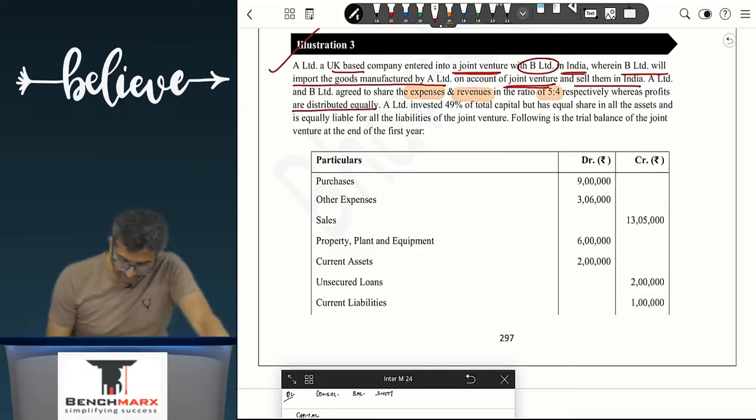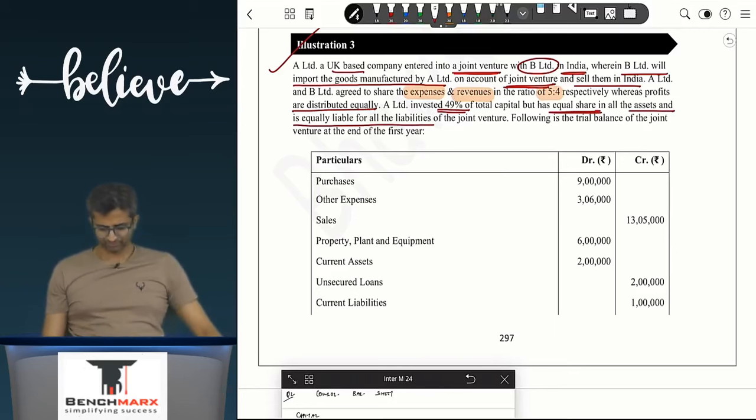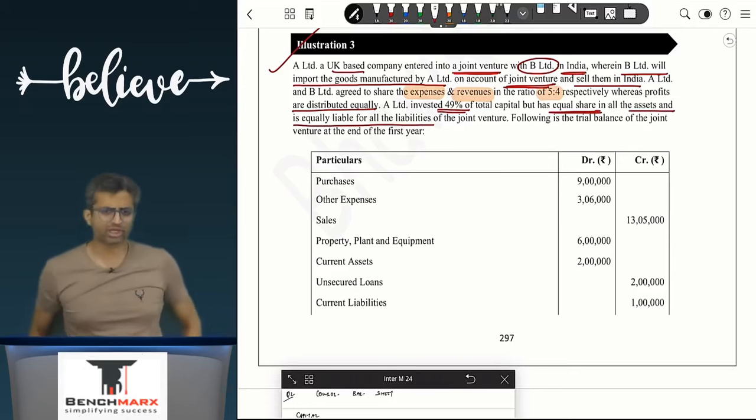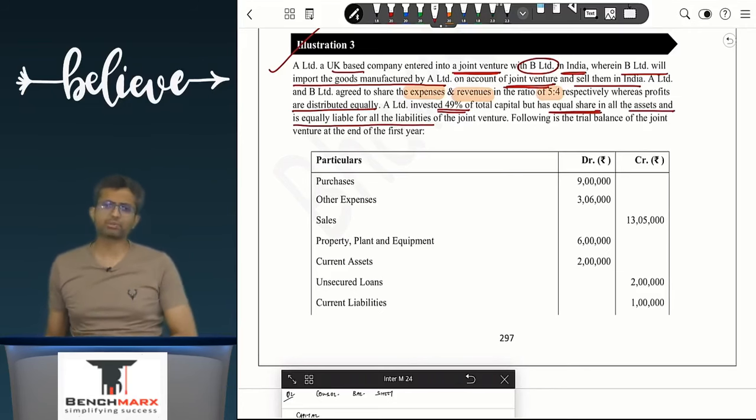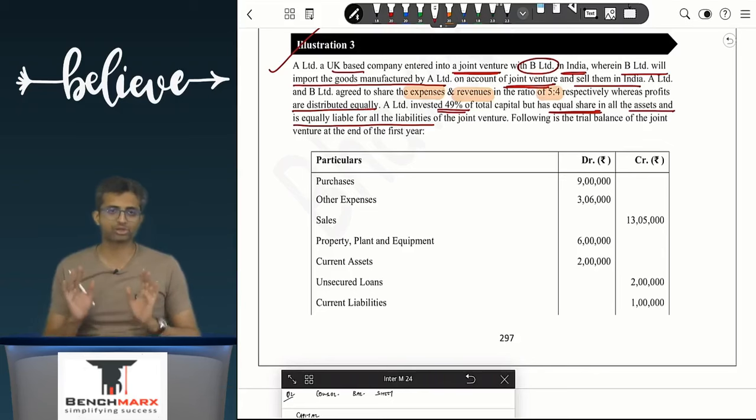A Limited invests 49% in the total capital, but has equal share in all the assets and is equally liable for the liabilities. So whatever is the total capital, 49% is attributable to A, 51% must be attributable to B. But when I break up the assets and liabilities, it will be equally. So here multiple ratios are there. We have to figure out which ratio for allocation to be used for which line item.